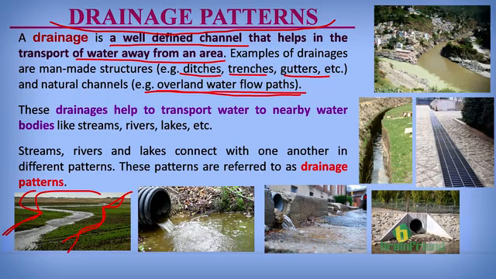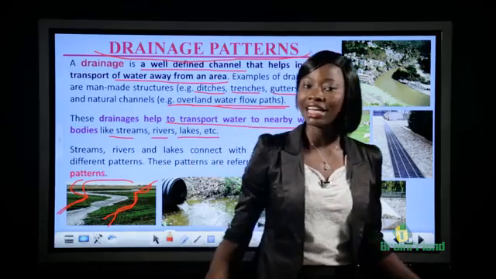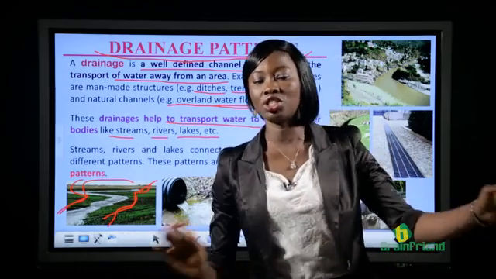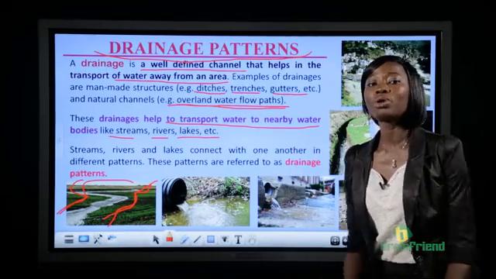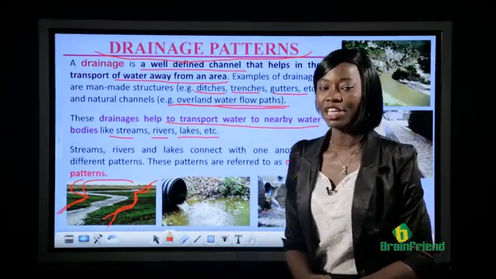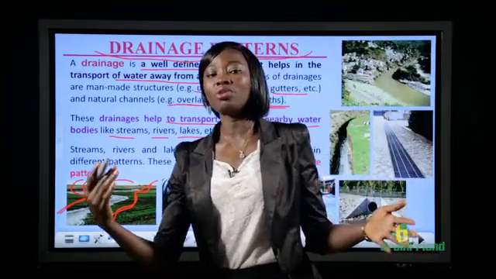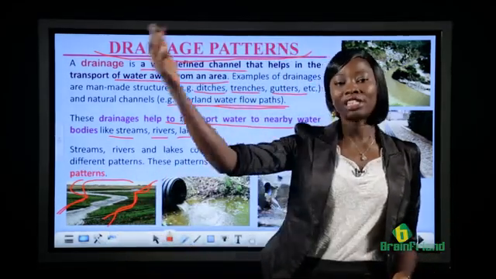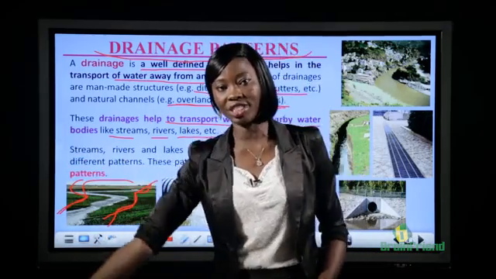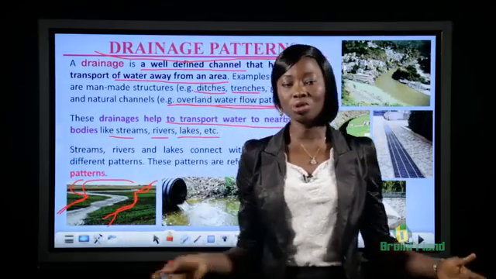Usually, these drainages will carry water from an area down to nearby water bodies like streams, rivers, lakes, and so on. Now, let me explain this. Usually, within an area, you have different drainages coming together to link up to a major drainage that flows down to a water body. Say you live within a community, you could find certain numbers of drainages within your own area. The street after you could have its own drainages. The street before could also have its own drainages.